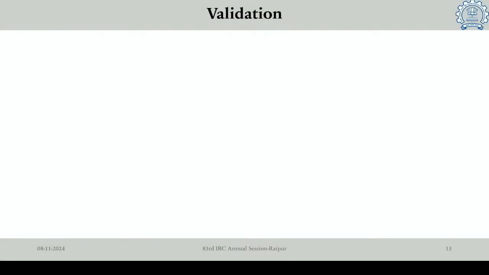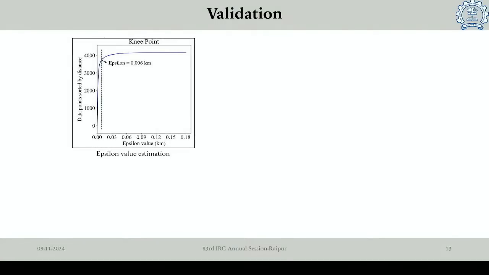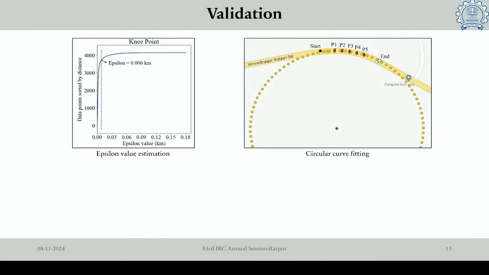These transient points are clustered by determining the epsilon value using the k-distance plot, as shown in this figure. And finally, the curve points are extracted by getting the perpendicular bisectors and using circular fitting. As shown in this figure, the curve radius is extracted.